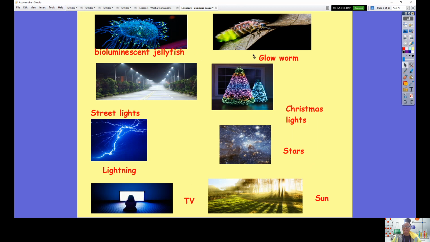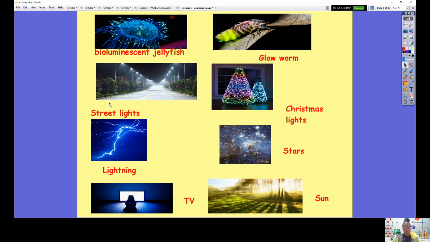Okay? So the first one is bioluminescent jellyfish. These are jellyfish that emit light, they are glowing. Is this a natural source? Does it already exist? Or is it man-made? Have humans created it? Bioluminescent jellyfish. And you can pause the video after I say each of these sources so that you can decide and put it into the correct category.